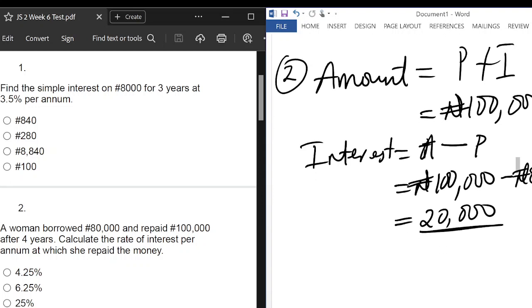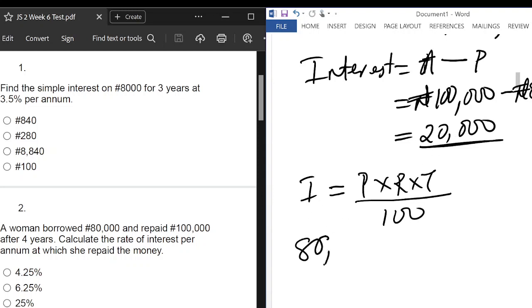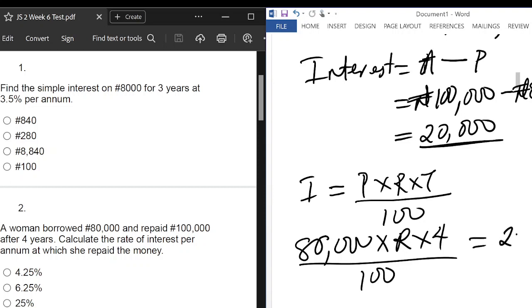So we now go back to the formula. We say the interest is equal to the principal times the rate times the time, divided by 100. In this case, the interest is 20,000 naira. The principal is 80,000, multiplied by the rate, that is what we are looking for, multiplied by the time, which is 4, right? So everything divided by 100 will give us 20,000 naira.